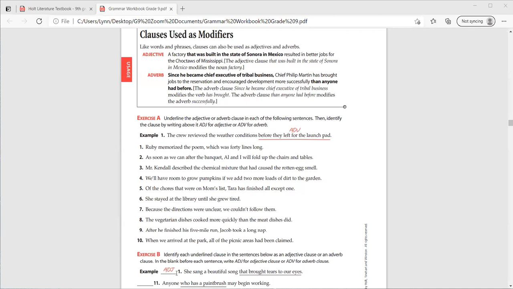Let's go to page 249. We have 8 troublesome modifiers. The first one is bad and badly. Bad is an adjective. In most uses, badly is an adverb, okay? As an adjective, the dog was bad, bad dog. Adverb, the dog behaved badly. Tells you how the dog behaved.